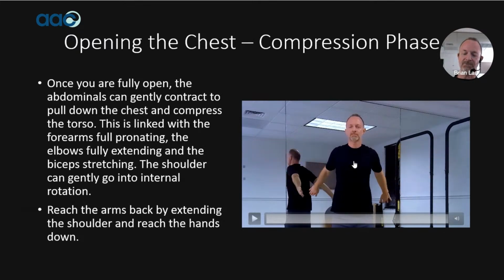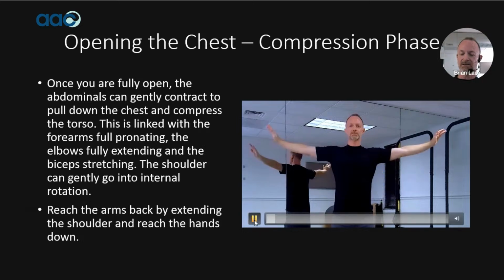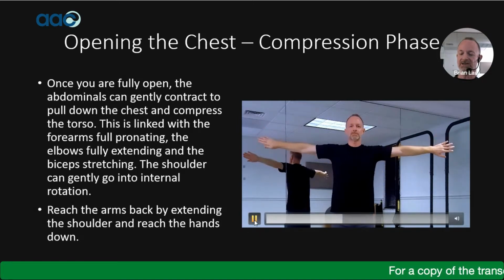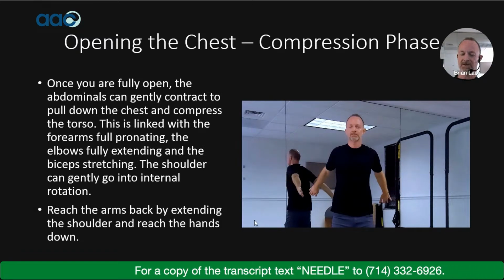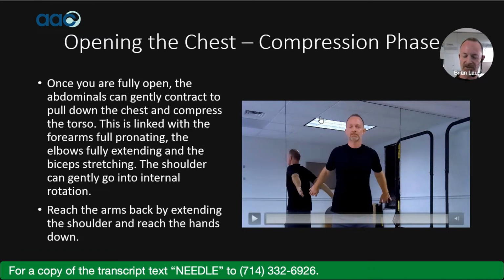There's a little bit of shortening along the whole front line during the compressive phase, which then when I continue this movement and go into the expansive phase, I'm stretching, compressing, stretching, compressing. So as I turn the forearms, then I'm going to start to reach the arms back. So that's the compressive phase of the movement.